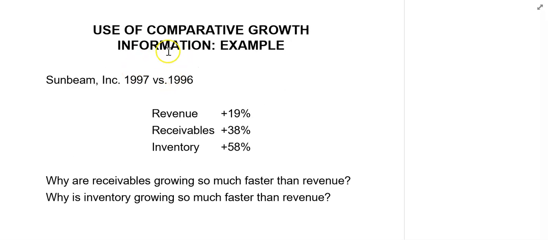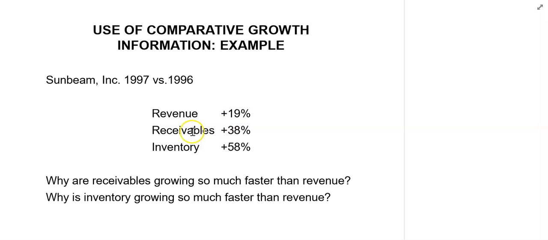Here we have an example of how to use comparative growth information. In July 1996, Sunbeam Incorporated, which is a US company, brought in new management to turn the company around. In 1997, the company reported the following increases in revenue, receivables, and inventory. Clearly, the growth rate in receivables and inventory has outgrown the growth rate in revenues.